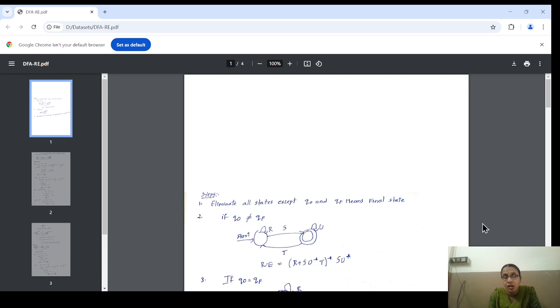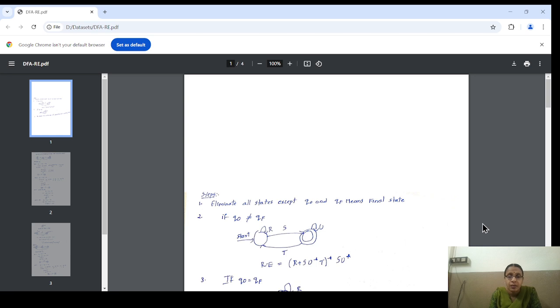So, how do we eliminate all the intermediate states? Finally, we get the start state and the final state. So, we have to eliminate all states except Q naught and QF. The second step is if Q naught is not equal to QF, meaning that sometimes in the diagram the start state and final state are different. In that case we get the diagram like this.